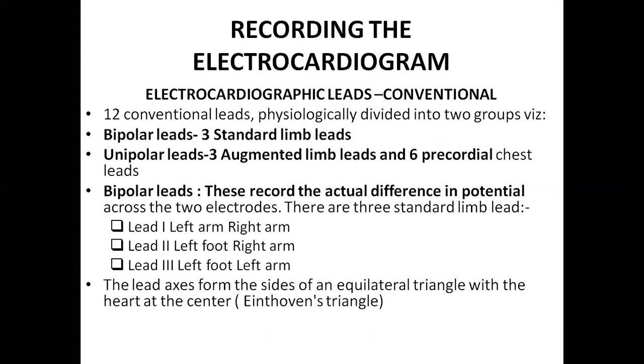Before going to this Einthoven triangle, we will see that there are 12 conventional leads. Okay, physiologically divided into 2 groups. These are bipolar leads and unipolar leads. Okay, so in bipolar leads there are 3 standard limb leads. That means these leads denote the electrodes.